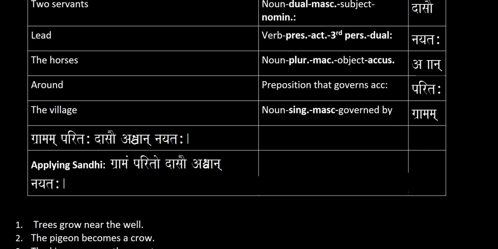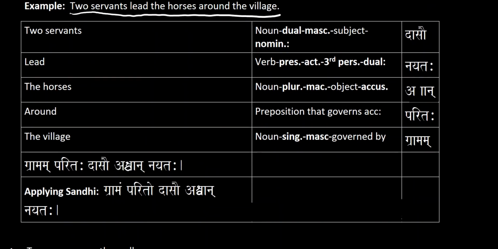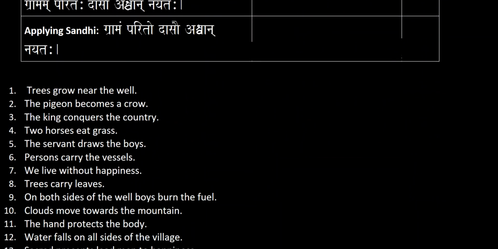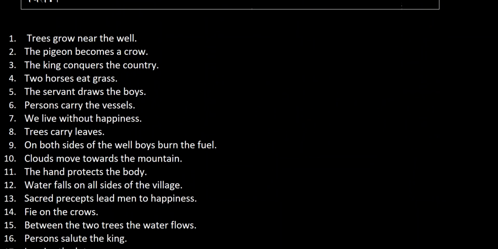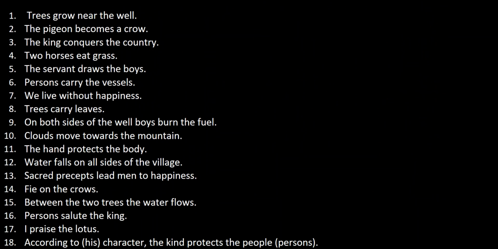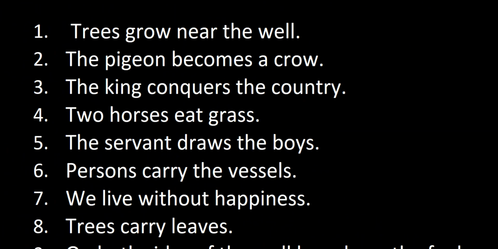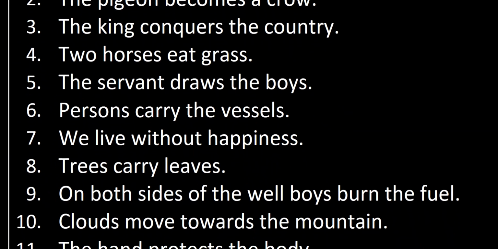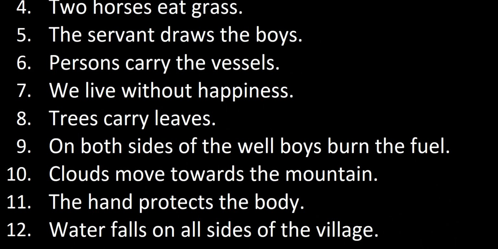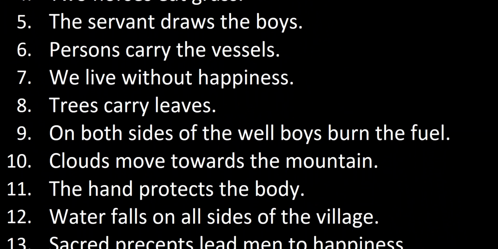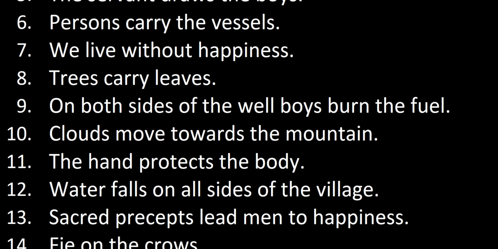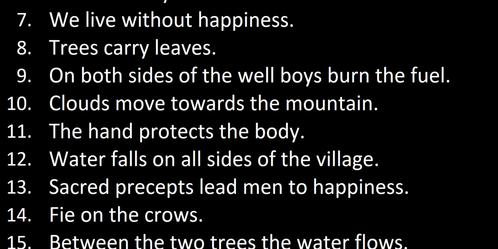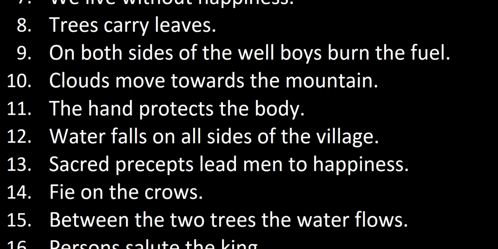And now for the rest of the sentences that I'm going to leave you to translate into Sanskrit on your own. Number 1, trees grow near the well. Number 2, the pigeon becomes a crow. Number 3, the king conquers the country. Number 4, two horses eat grass. Number 5, the servant draws the boys. Number 6, persons carry the vessels. Number 7, we live without happiness. Number 8, trees carry leaves.